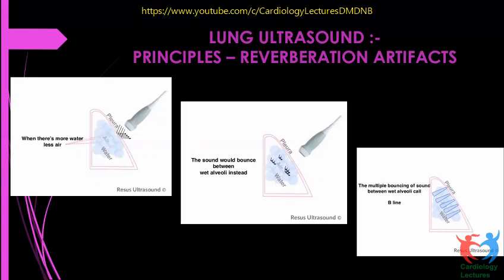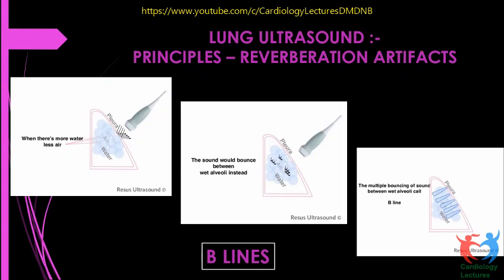So some of the ultrasound beams will be reflected from that thickened alveolar septum, leading to something called B lines. B lines are also called lung rockets. They are perpendicular lines arising from the pleural surface going into the lung tissue.